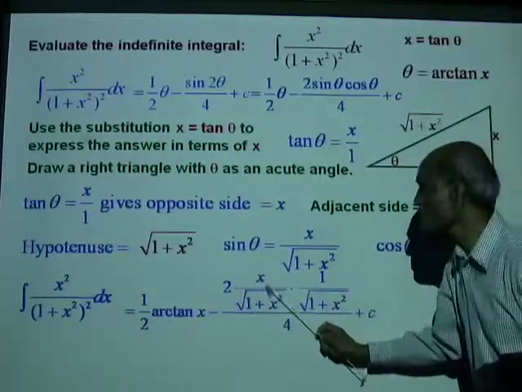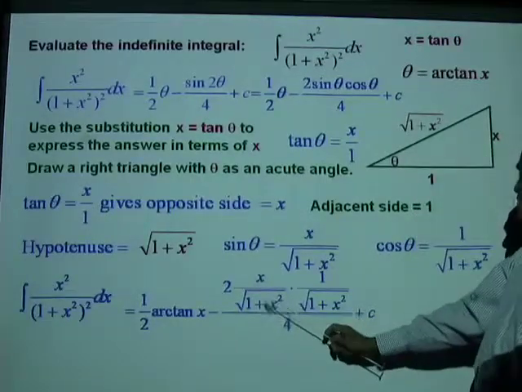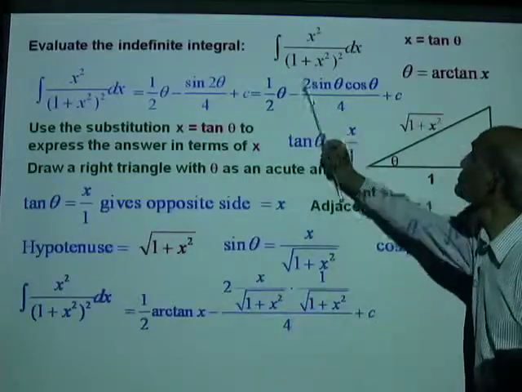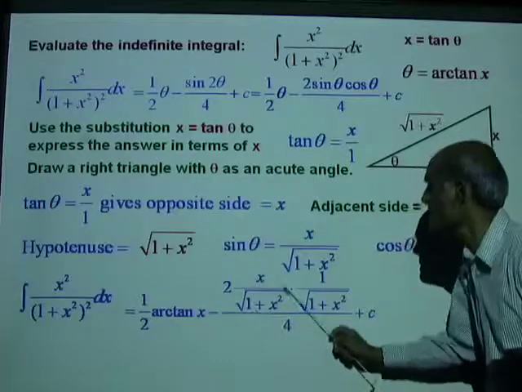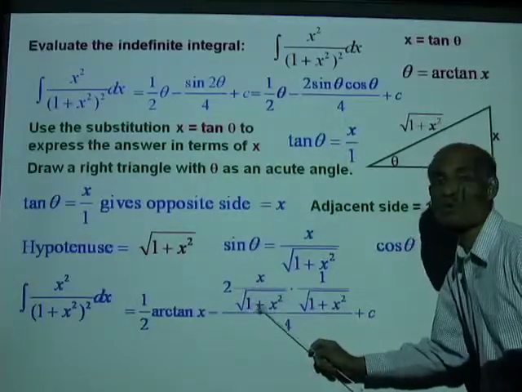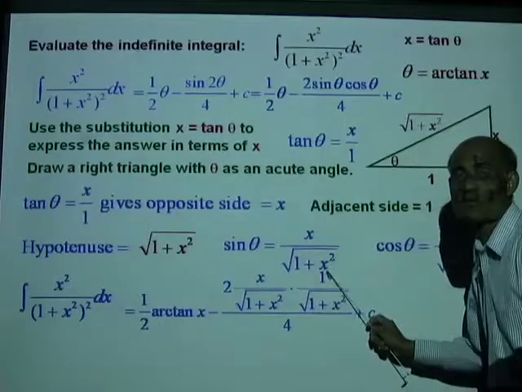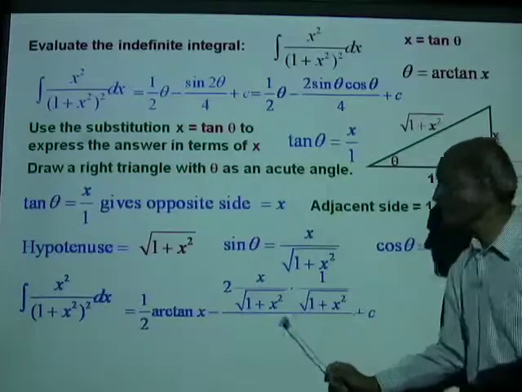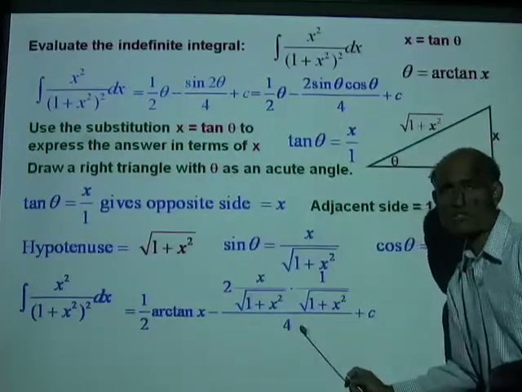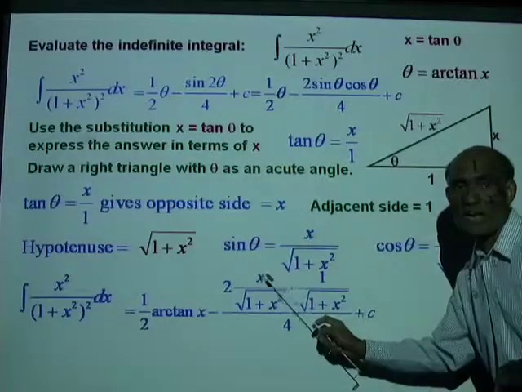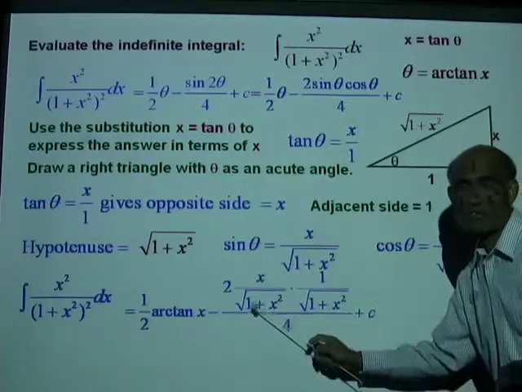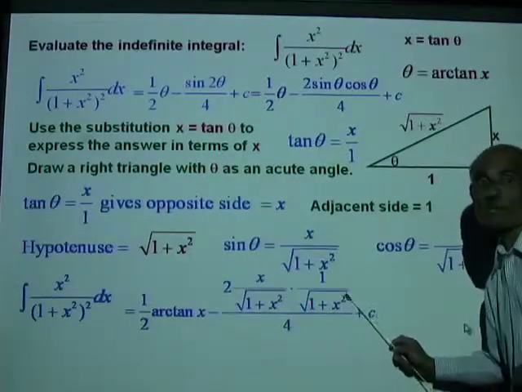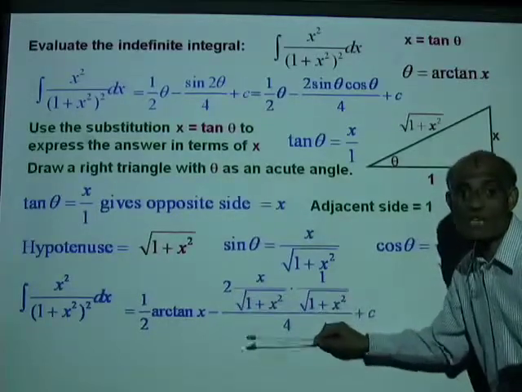You can see the square root of 1 plus x squared here, this one. This one is 2 sine theta. 2 sine theta is 2 times x over the square root of 1 plus x squared, times cos theta, which is 1 over the square root of 1 plus x squared. And that gives you, you can see the 2 and the 4 cancel, leaving a 2 at the bottom. And x times 1 is x. Square root of 1 plus x squared times square root of 1 plus x squared is 1 plus x squared, and that will go to the denominator.